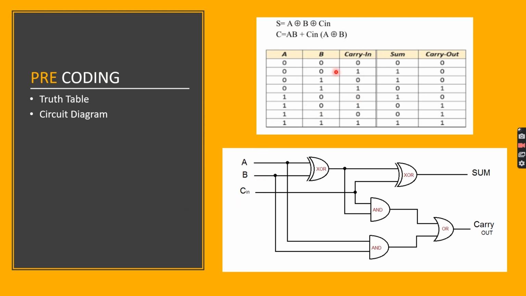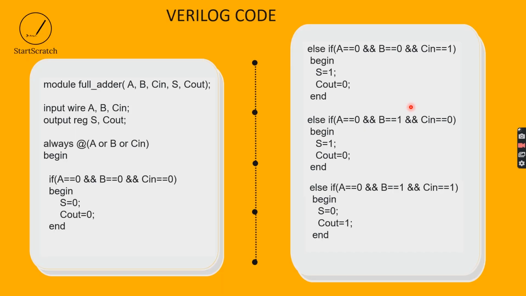Now coming to the truth table, I will be using directly this truth table in my Verilog code designing. As I am using the else if statement for simplicity, I am using this truth table directly, with A, B, carry in inputs going directly to the conditions in the else if statement and sum and carry out outputs as the results in the else if statement. Now let's move on to the coding part.